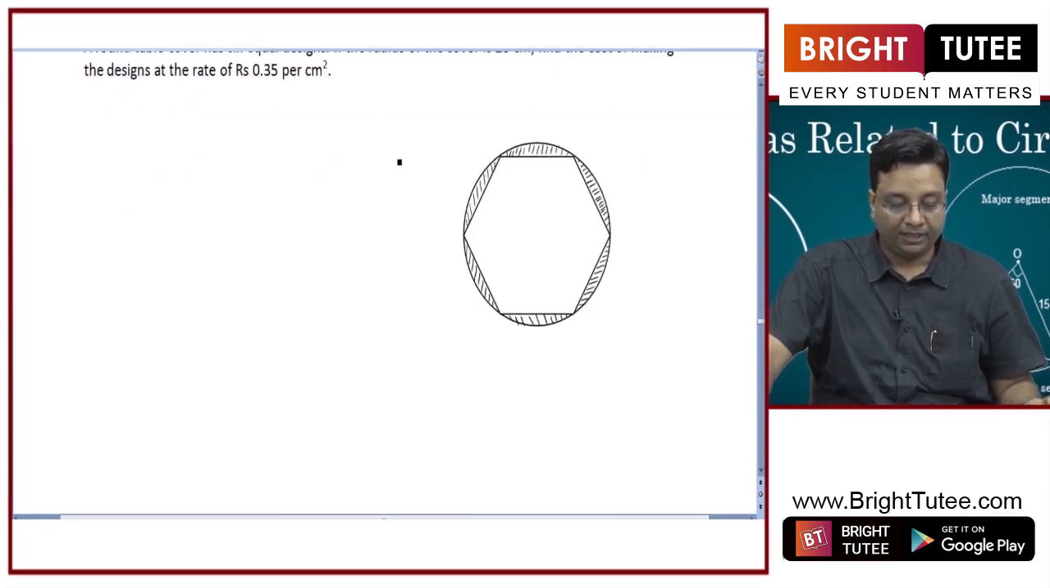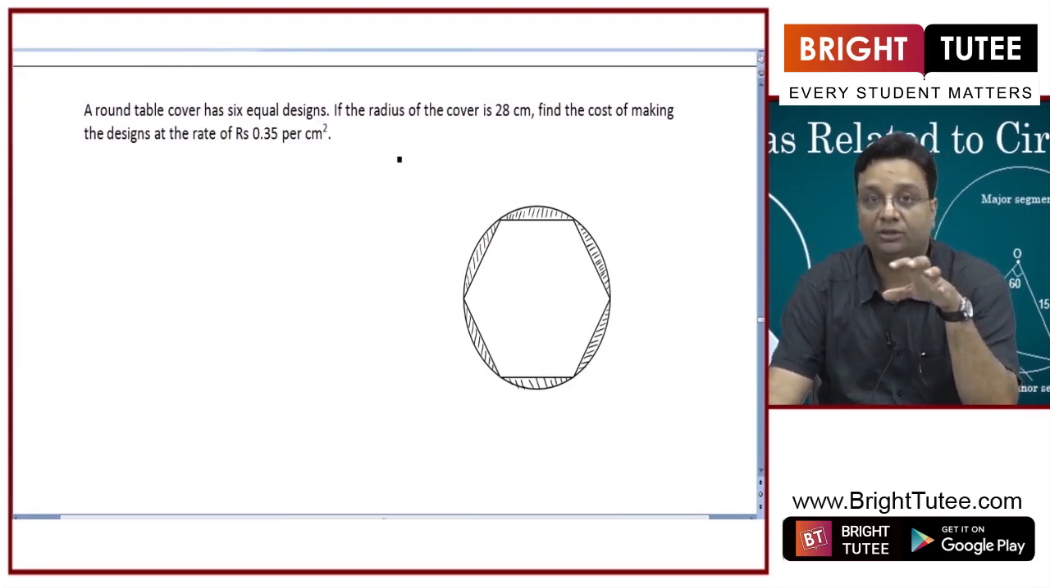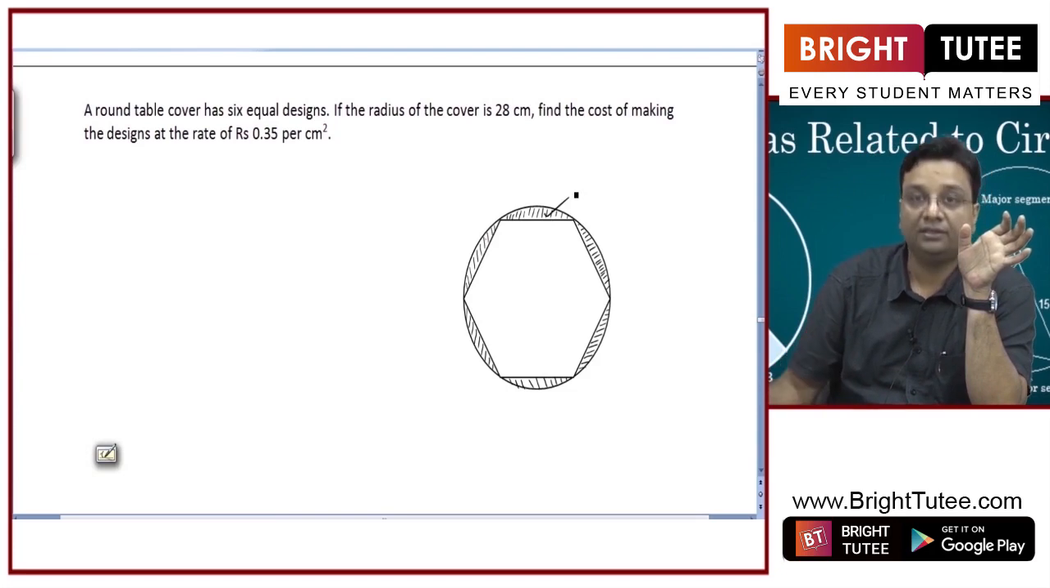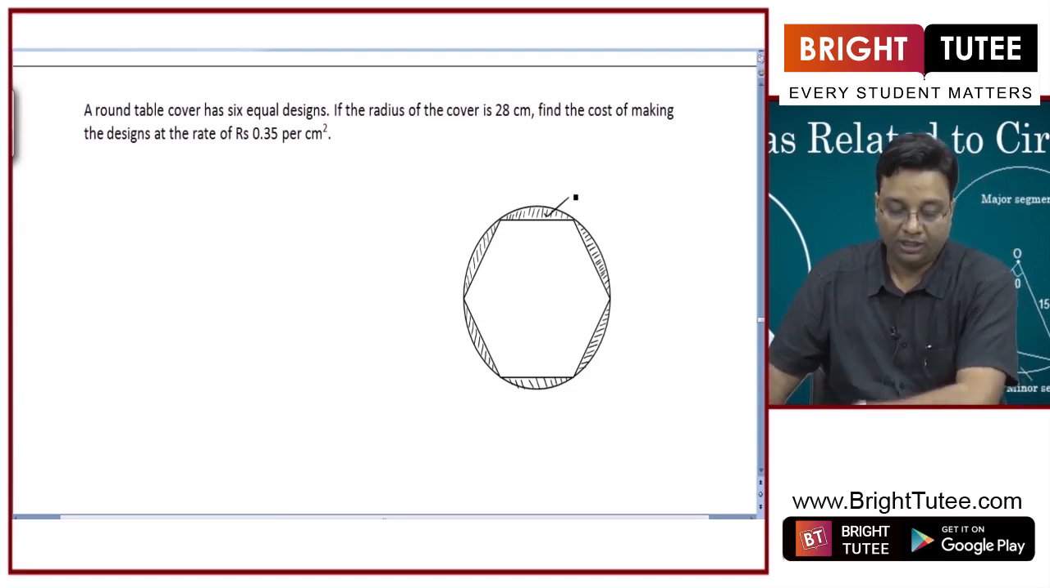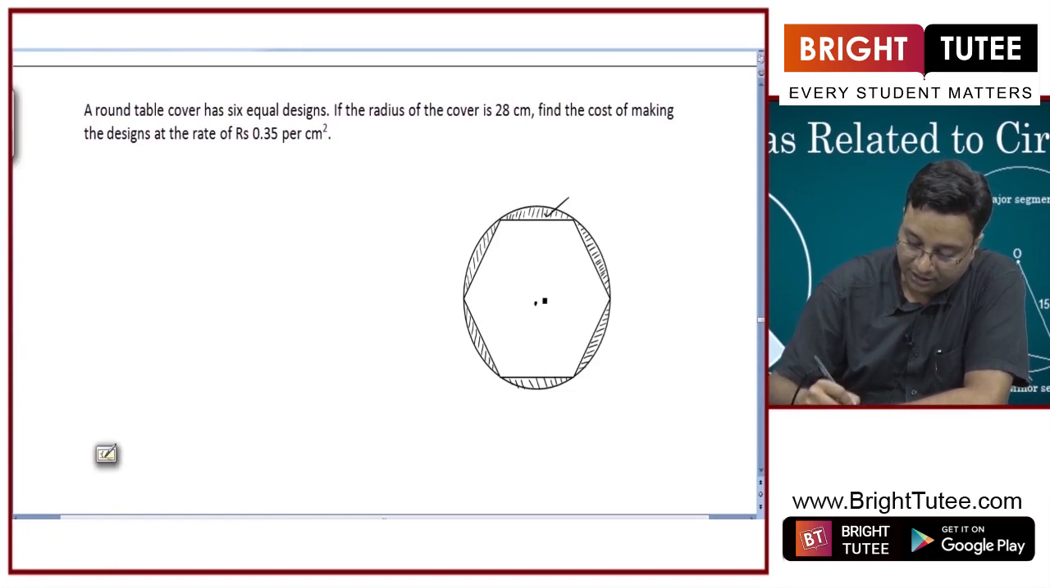Okay. In this question, there is a round table cover which has got 6 equal designs. So these designs is what the question is talking about. If the radius of the cover is 28 centimeter, so let us say this is the center and this radius is 28 centimeter.